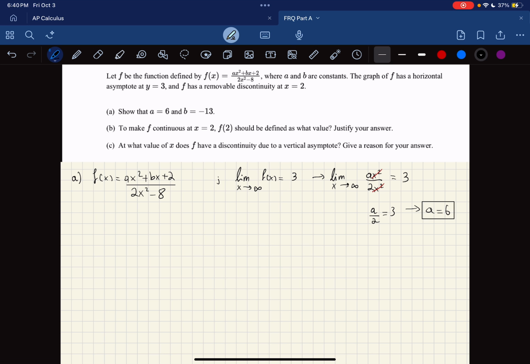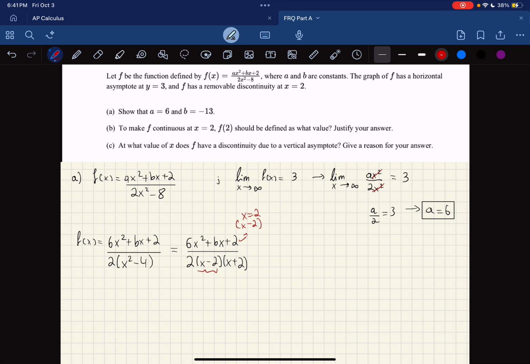Now, according to the second piece of information, x equals 2 is a removable discontinuity. What I'm going to do is simplify the denominator so I can see this piece of information clearly. By taking 2 as a common factor, I will get x squared minus 4. And x squared minus 4 is basically a remarkable identity that says a squared minus b squared is a minus b, a plus b. So if x equals 2 is a removable discontinuity, that means x minus 2 is a factor over here, which also means that x equals 2 is a root.